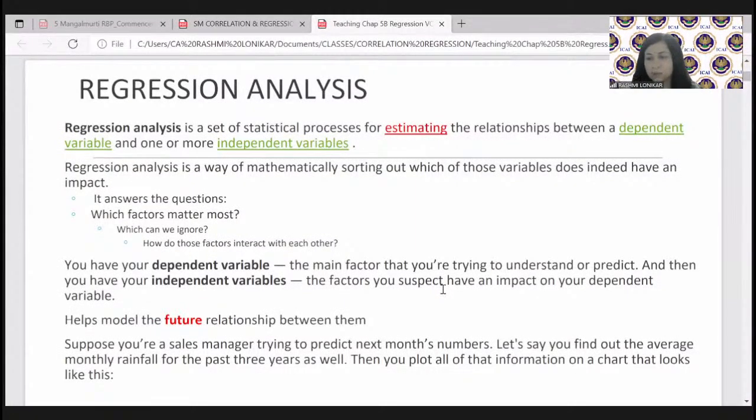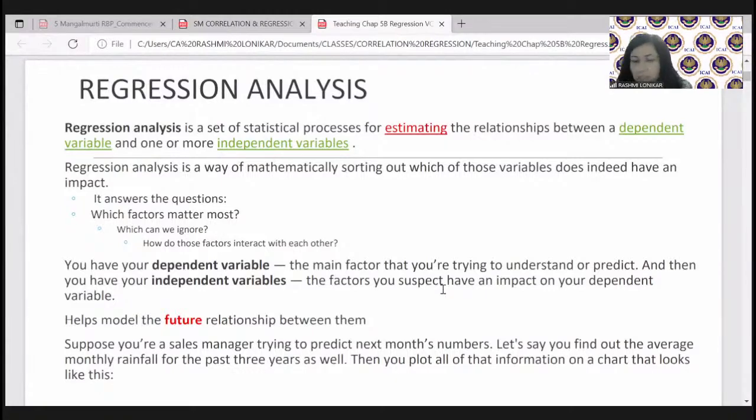Regression analysis is a way of mathematically sorting out which of these variables matter. So we have decided that more than one variable is impacting our decisions. We will answer which factors affect the most, which factors we can ignore, and how much these factors interact with each other. You have your dependent variable, which is the main factor that you're trying to understand or focus on. And then you have the independent variables, the factors that you suspect are affecting your dependent variable. It helps to model the future relationship between them.